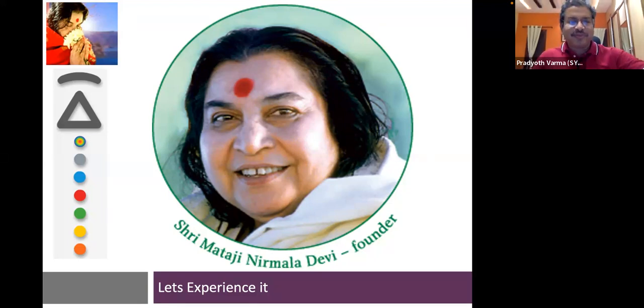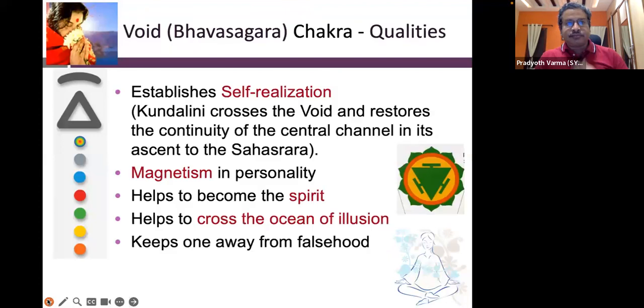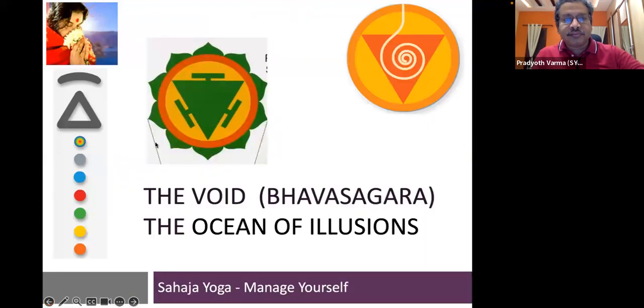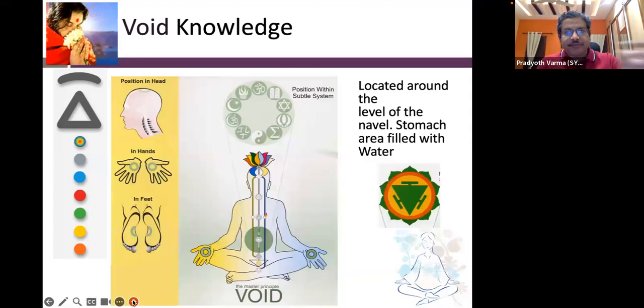Okay, so let us start this session. So in today's session, we will cover this aspect called Bhavasagara. It is also called the ocean of illusion, or in the Zen system, it is called the void.